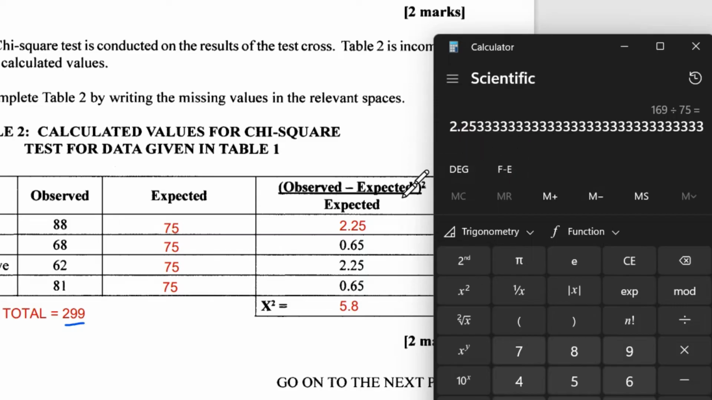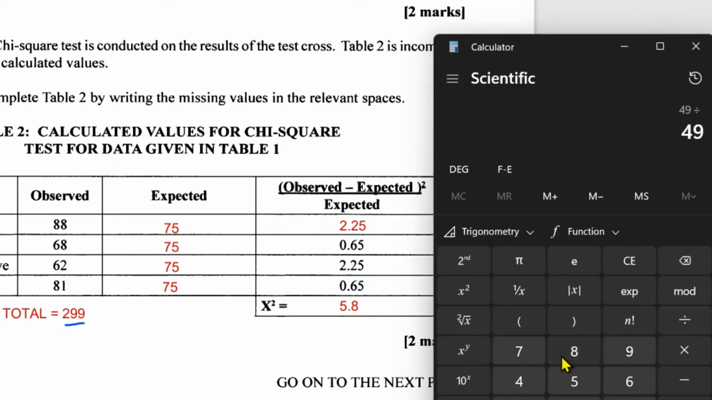We could just round that off to 2.25 as you see here. Just to test it for one of the other values, let's look at the second one, where our expected value is 75, our observed is 68. So we're going to say 68 minus 75, and that's going to give us minus 7. So of course, minus 7 squared is still 49. If you square a negative number, you get a positive number.